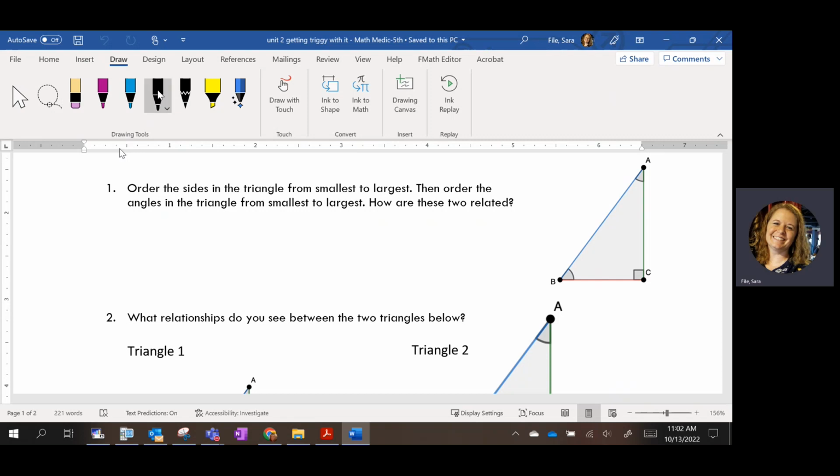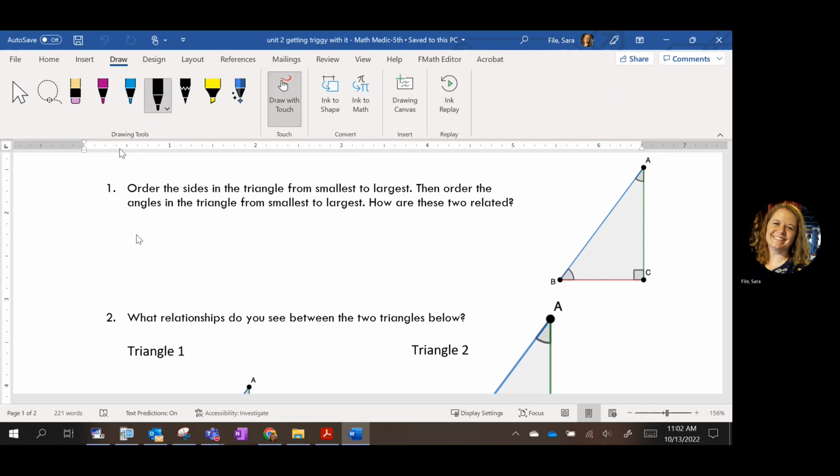I'm sorry, my pen here is being very laggy. I'm hoping it corrects itself, but let's see.